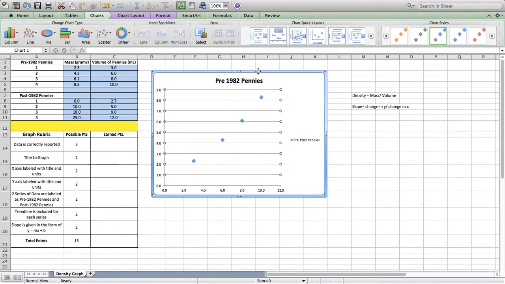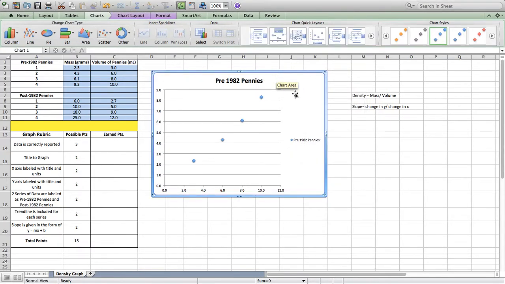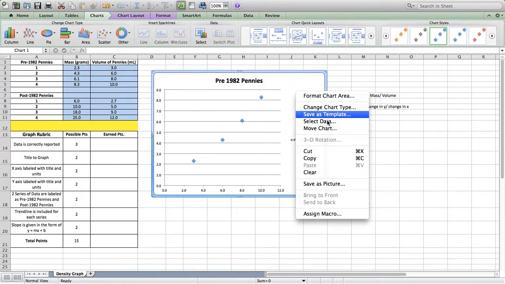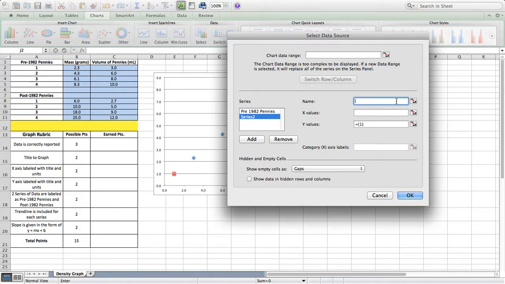Now we're going to do the same thing, and we are going to add another series. We're going to go through and select data again. And this time we're going to add a series, and this is going to be our post-1982 pennies.